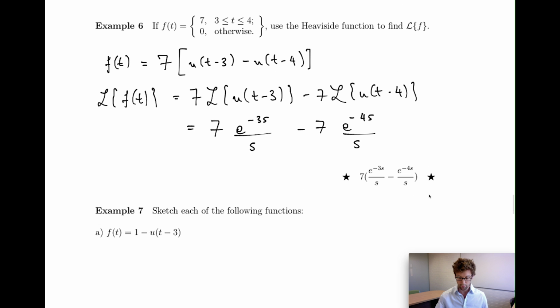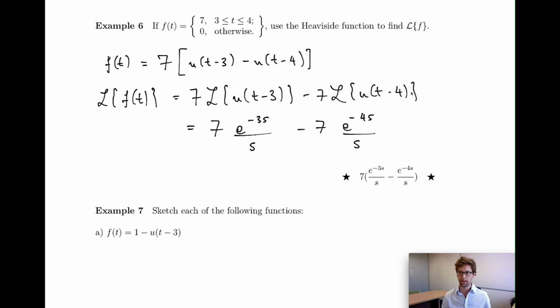You saw that we were given a function defined as a piecewise continuous function. It was given by its definition in different values of t. The first step was to transform that into a Heaviside function expression, taking advantage of this new switch on, switch off function that we've introduced. And then to find its Laplace transform, we used the Laplace transform of u of t minus 3 and u of t minus 4.